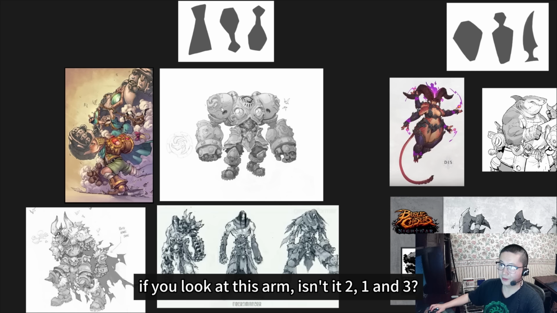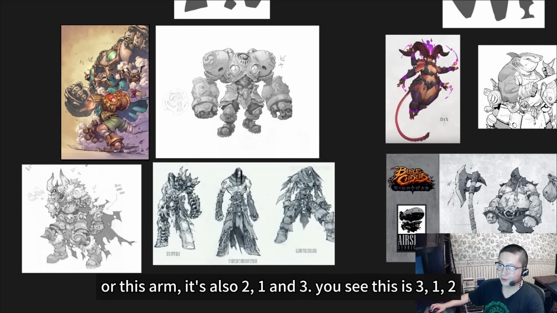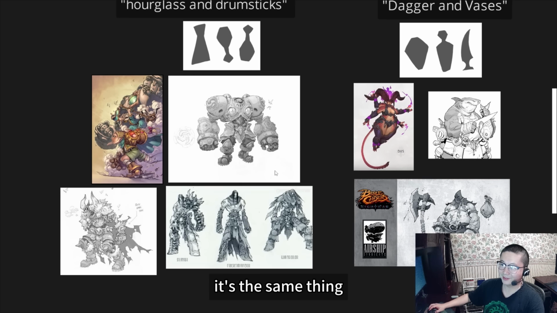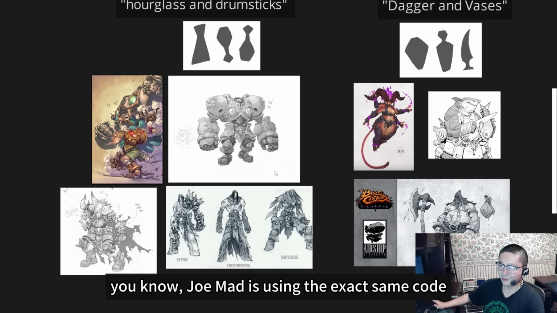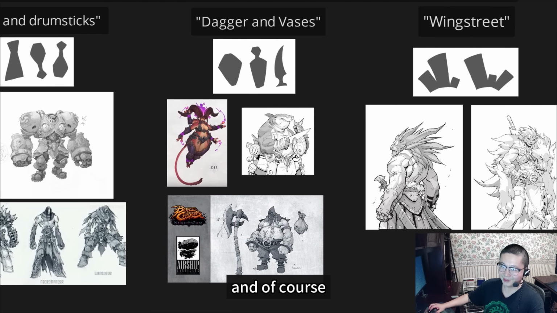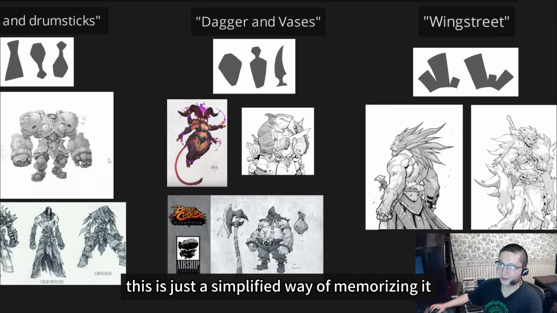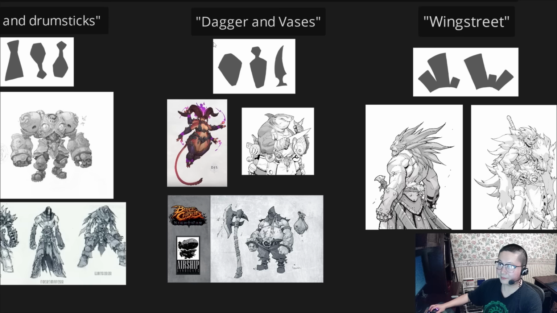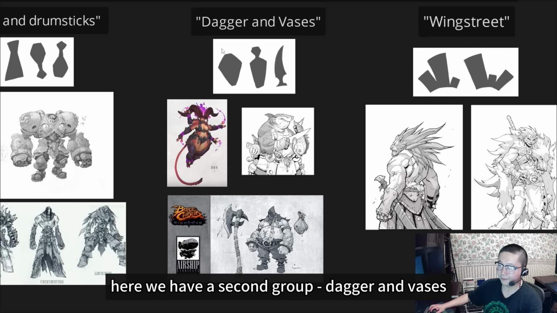If you look at this arm, isn't it 2, 1, and 3? Or this arm, it's also 2, 1, and 3. You see? This is 3, 1, 2, 2, 1, 3. It's the same thing. Joe Matt is using the exact same code for all the arms. Something to think about. And of course, this is just a simplified way of memorizing it, and you can certainly use it for other things beyond the arms. Here we have a second group, dagger and vases.